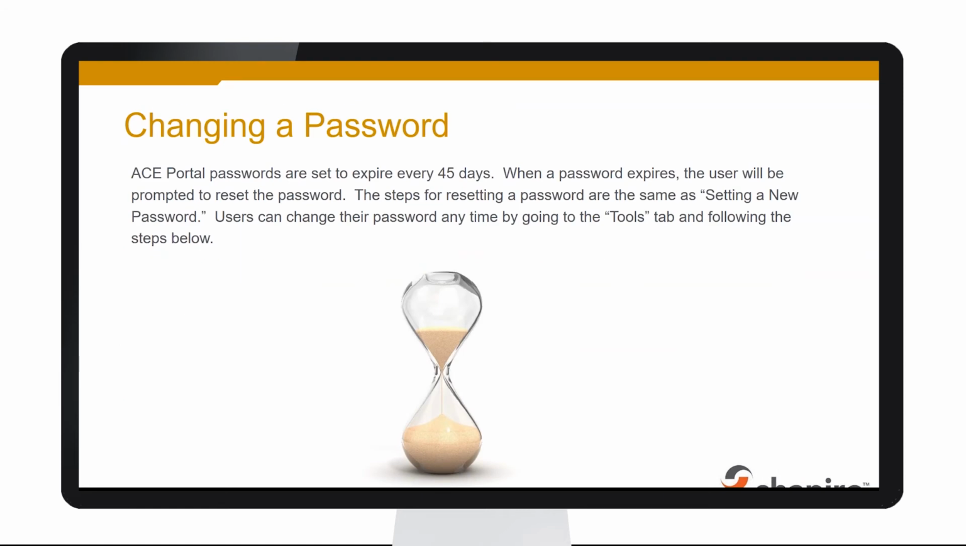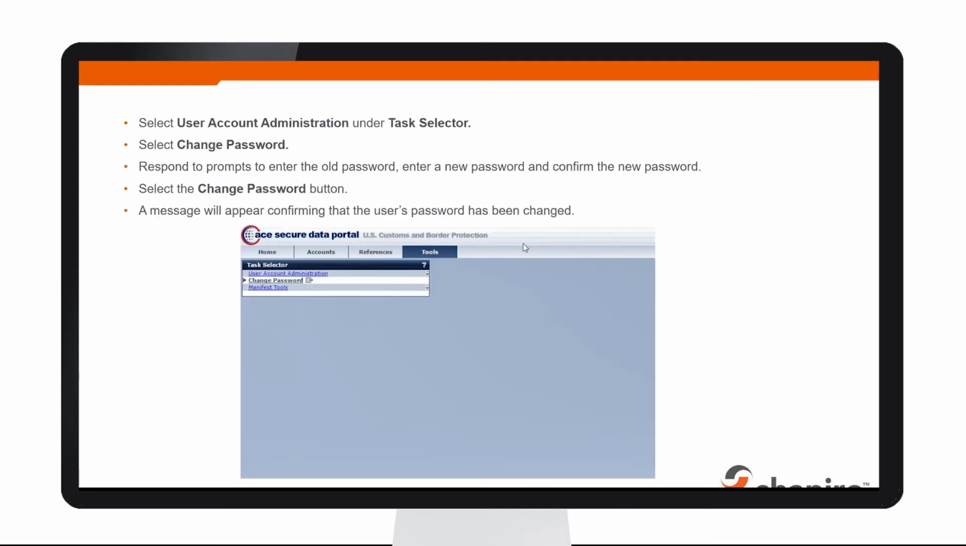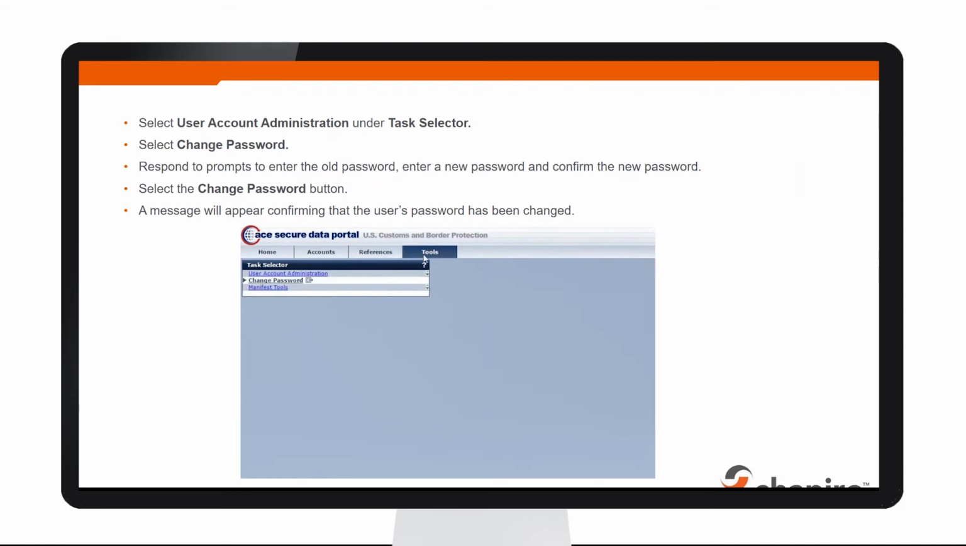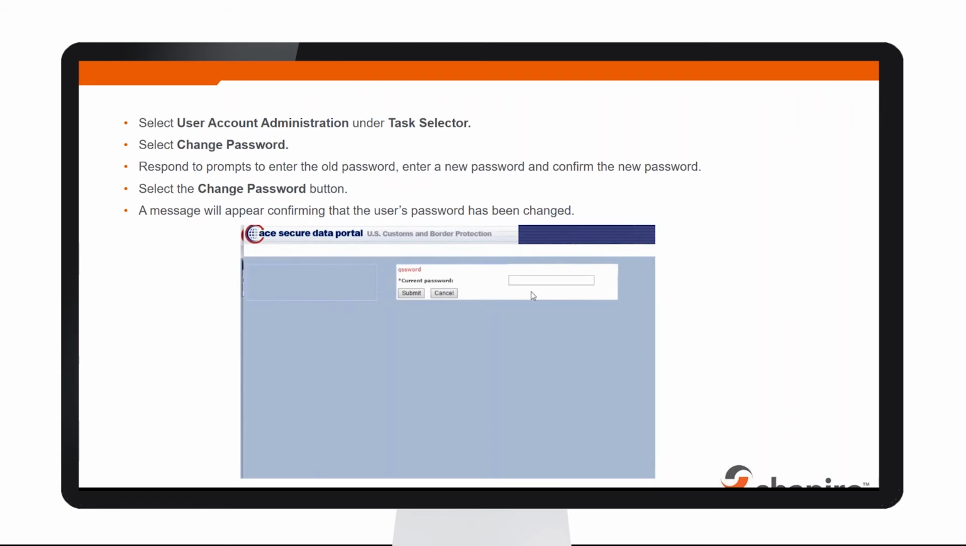Every 45 days, the ACE portal passwords are set to be changed. When the password expires, the user will be prompted to reset the password. The steps for resetting a password are the same as setting a new password. A user can change their password at any time during the 45-day period by clicking the Tools tab. You will select User Account Administration, select Change Password. You will enter the old password and then enter a new password and confirm the new password. Select the Change Password button and you will receive a message confirming that your password has been changed.